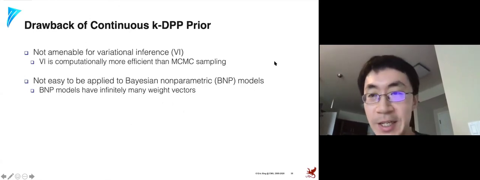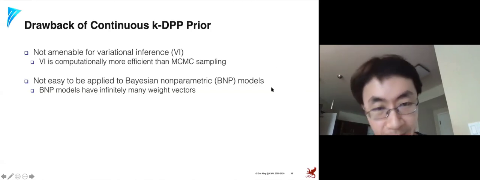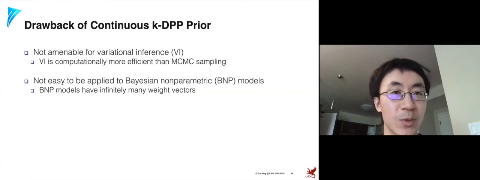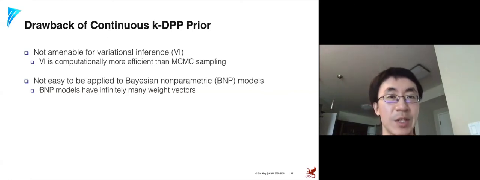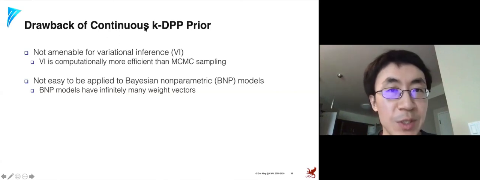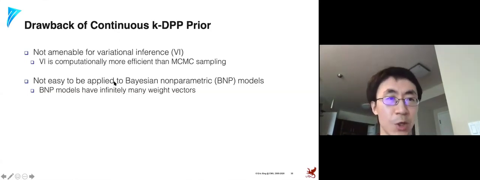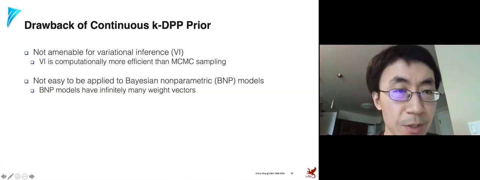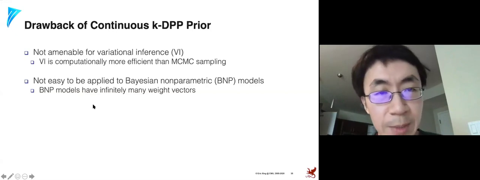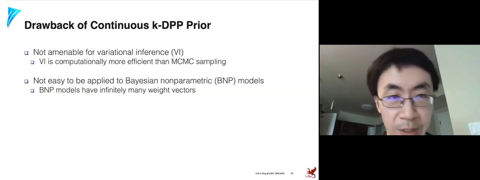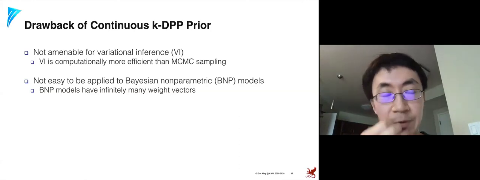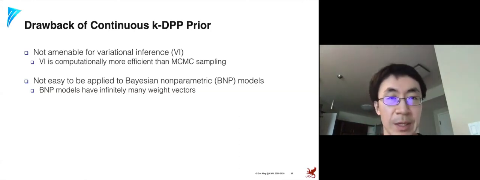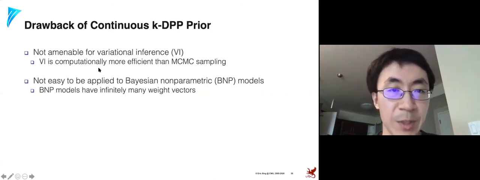In the next 5 minutes, I'm going to very briefly talk about some works that are relevant to DPP and how to address the limitations of DPP. So if we want to use the continuous KDPP as a prior to encourage diversity in Bayesian latent space models, what would be the drawback? The first thing is it's not amenable for variational inference. Variational inference, as you learned, is a major type of posterior inference method. Typically, it is more efficient in terms of computation than MC sampling.